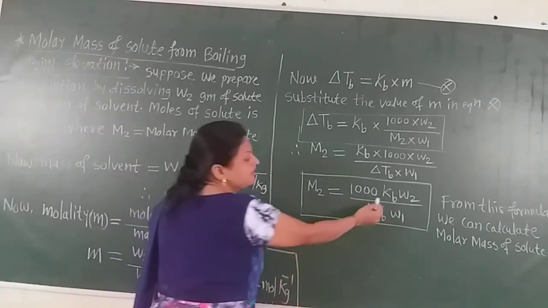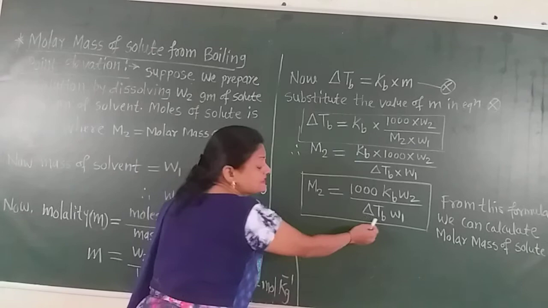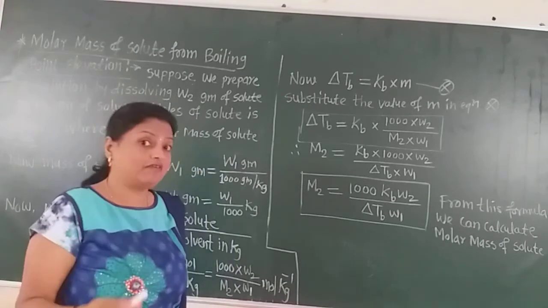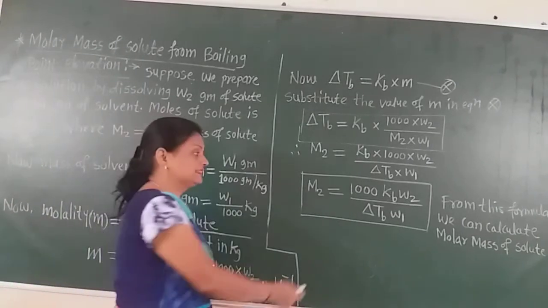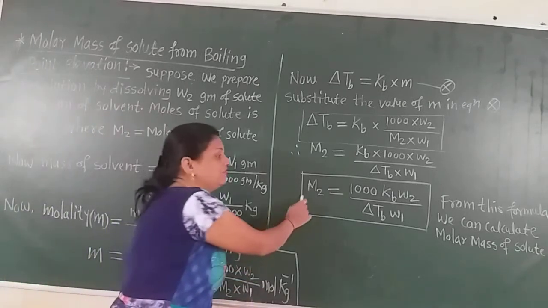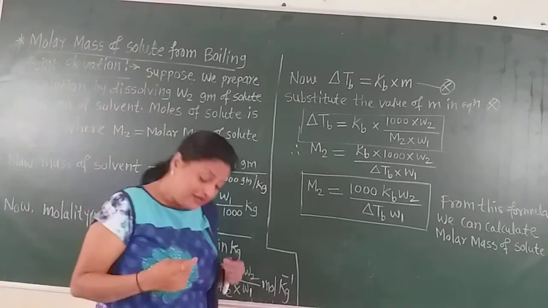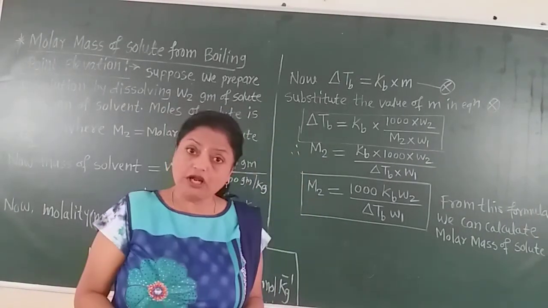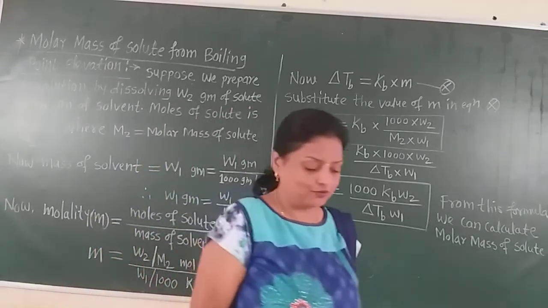Here KB is the molal elevation constant, W2 is the mass of the solute, and delta TB is the elevation in boiling point, that is the boiling point of solution minus the boiling point of solvent. W1 is the mass of the solvent. In this way we can calculate the molar mass of the solute from this formula. Now let us solve numericals based on this formula, and learn how we can easily calculate it.